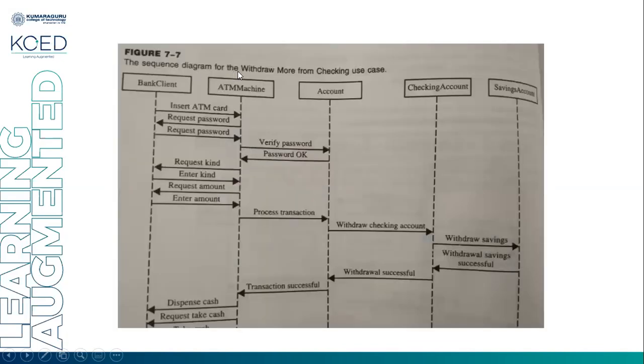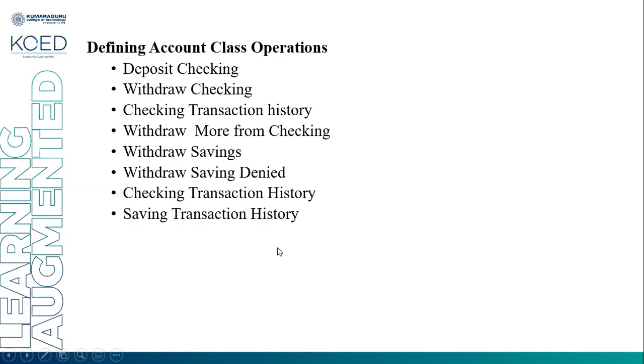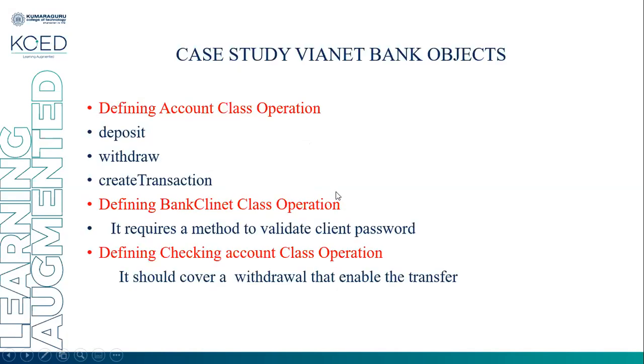Next is the sequence diagram for the withdraw more from checking use case. Apart from the checking account, it additionally has a saving account. The remaining parts are the same. The checking account performs the use case withdraw, the saving account sends the message withdrawal successful, then again sends withdrawal successful to the account. Then transaction successful, dispense the cash. The rest is the same as the previous sequence diagram. From analyzing the sequence diagrams, the account class operations are defined: deposit checking, withdraw checking, checking transaction history, withdraw more from checking, withdraw saving, denied, checking transaction history, and saving transaction history.